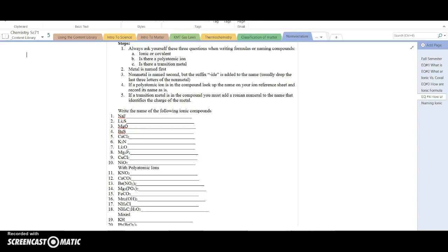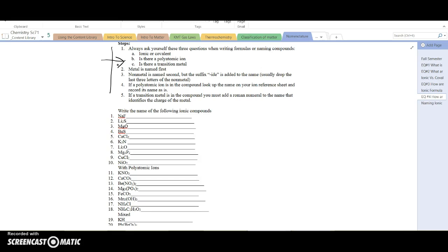Now we're working on naming ionic compounds. Again, you want to use these steps. Always get in the habit of asking yourself those three questions. You really want to think through the process as you're naming or writing a formula for any compound. So we'll begin with NaF.